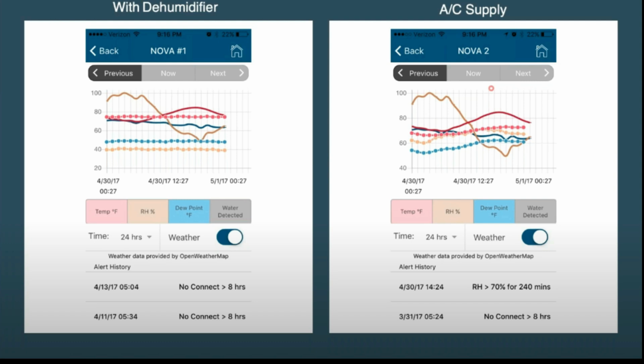Again, if you're counting on supply air to condition the crawl space, the AC has to be running to even push that drier air into the crawl space. This is just not a consistent way to control RH.